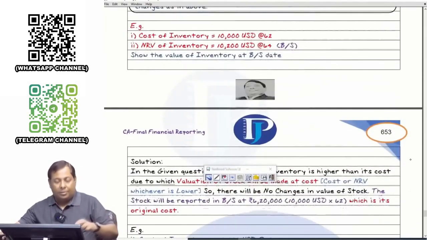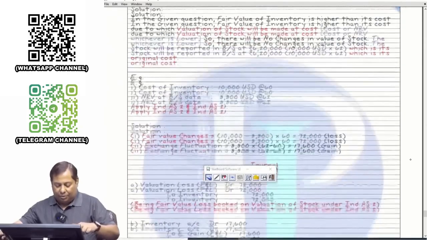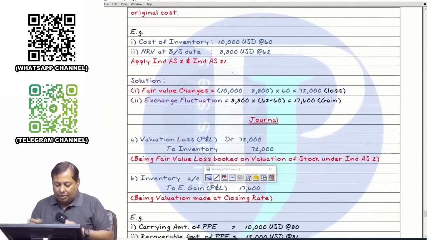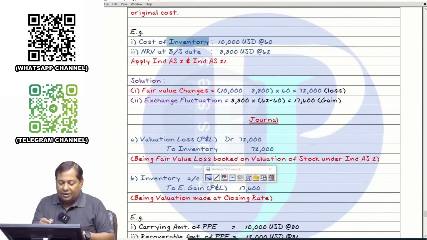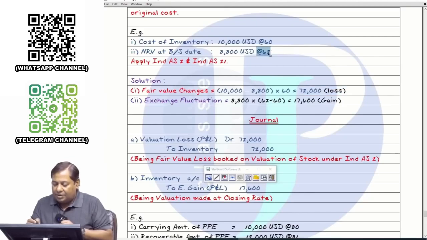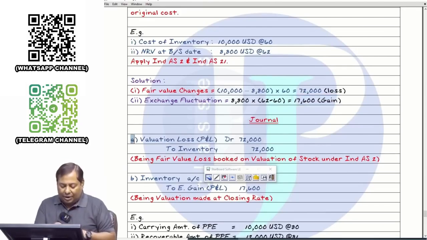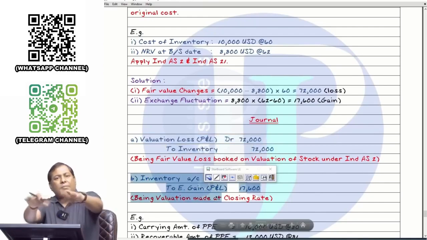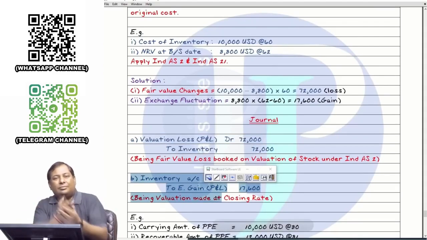This is example 1 which I was explaining. Here's example 2. It became 8,800 from 10,000. It's an inventory example. You are losing $1,200. 1,200 times 60 is 72,000. You lost 72,000 rupees. But there's a gain of 2 rupees. 60 becomes 62. So it's a gain of 17,600. Here are 2 different entries in 2 steps, then we passed entries. This is the valuation loss, this is exchange. Everything is in your notes, check them out.